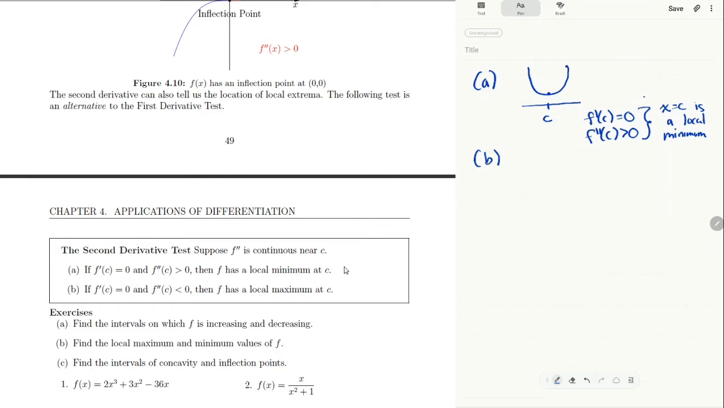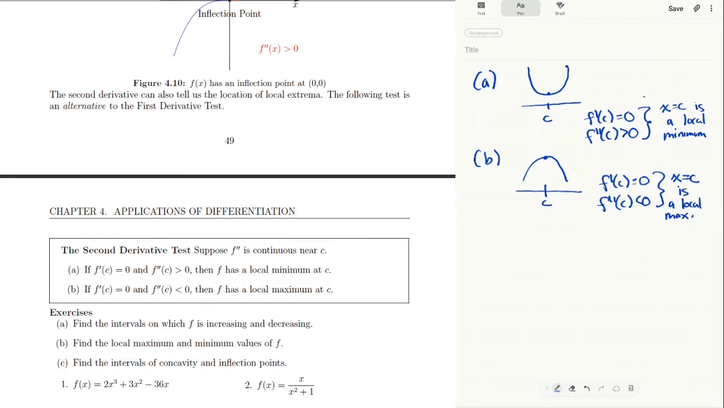Now the second part says that if we have a horizontal tangent at C, and the second derivative is negative, meaning that it is concave down at C, then this information tells us that C is a local maximum. And so this is an alternative to the first derivative test. So let's have a look at some examples of finding these intervals, the location of local max and min, as well as inflection points.